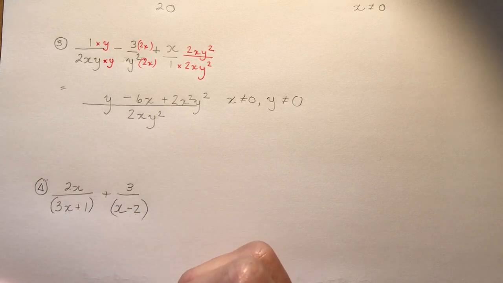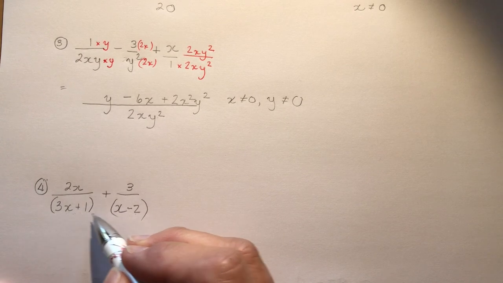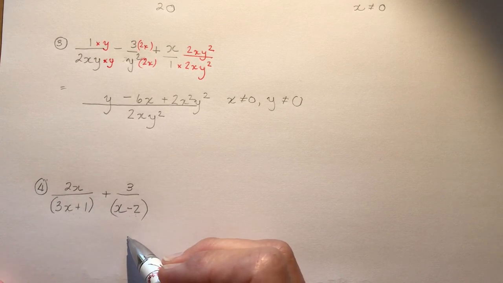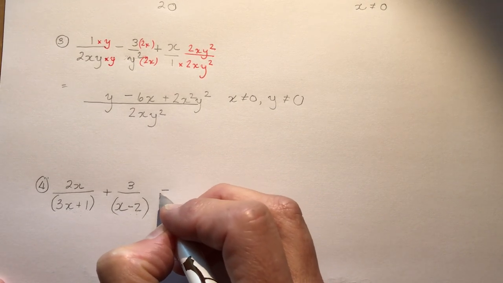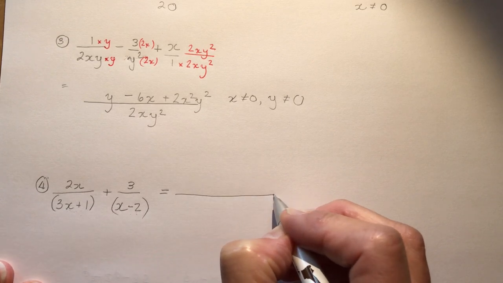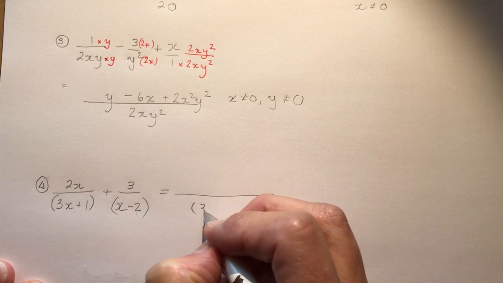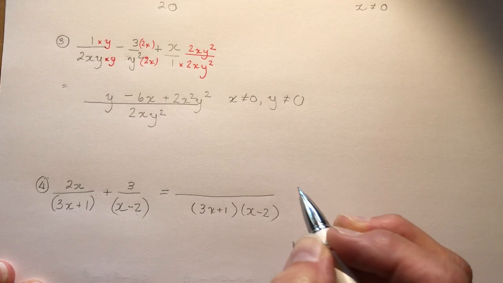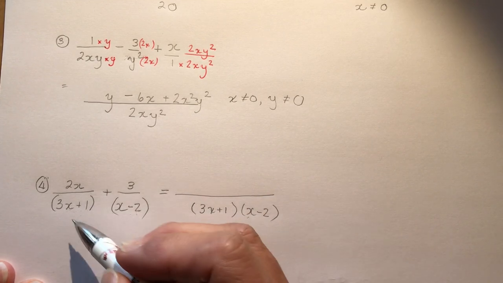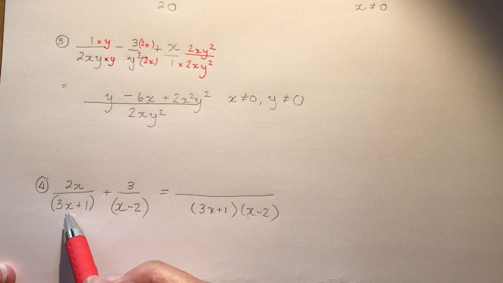These things go together. So if there's not brackets, I would suggest if you have a binomial in the denominator that you do that, so you recognize that you can't just split these things up. So the lowest common denominator that I can have here is going to be this times this. So I'm going to make it 3x plus 1 times x minus 2. So if I make this my denominator, it means that I had to multiply this by x minus 2 and this by 3x plus 1, right?